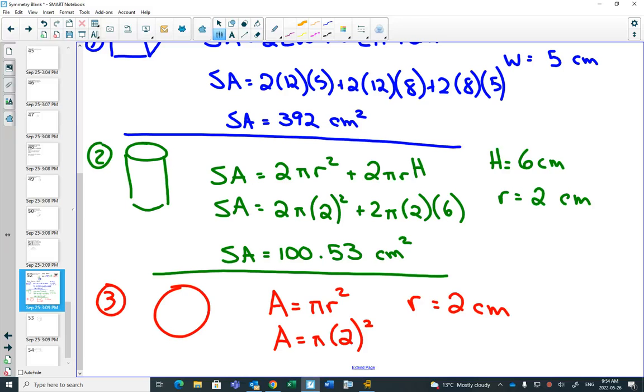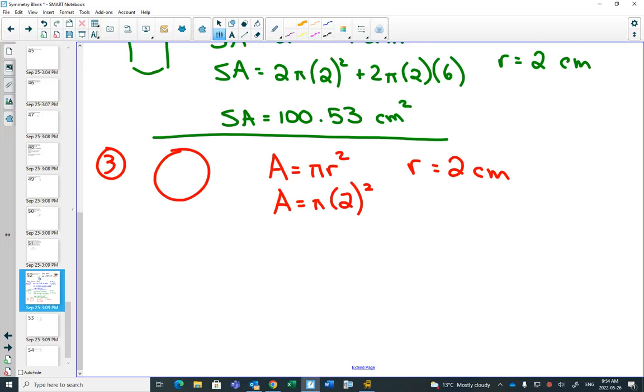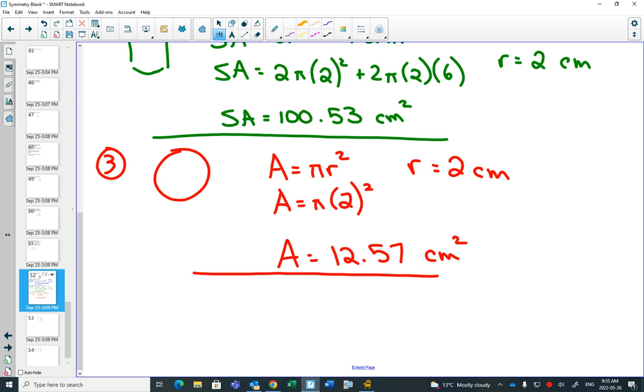Type this one into our calculator. Did you get 12.56? Well, I guess if I round it, 12.57 centimeters squared. Draw a line. Now we can go back to the big idea.